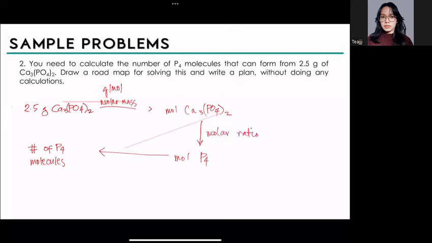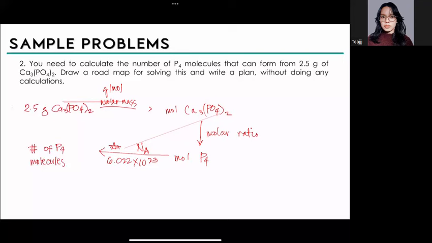And then to convert moles of phosphorus to number of phosphorus molecules, gagamitin natin Avogadro's number. That's, di ba, Na. Na is the symbol for Avogadro's number. That's 6.022 times 10 to the 23 entities. When I say entities, meaning pwede yan number of atoms, number of ions, number of molecules, etc., etc. So yan, so this is our roadmap now. Ganun lang, without doing any calculation.